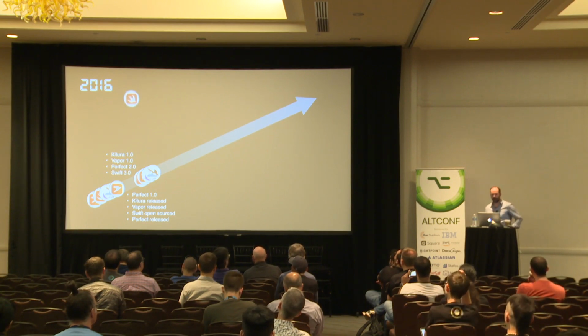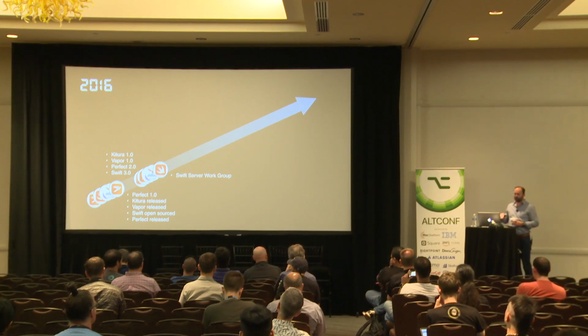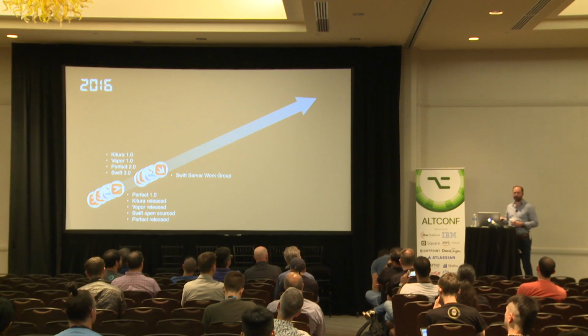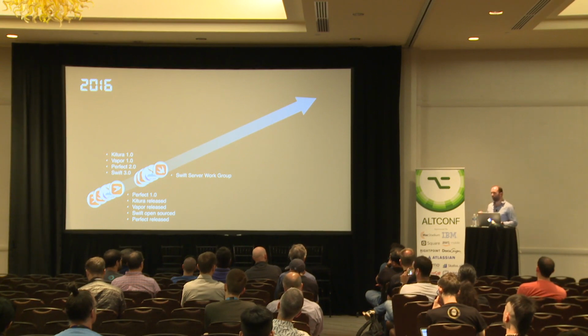So shortly after that, we set up the Server Swift Workgroup. And one of the reasons for doing that was, in order for each of those 3 frameworks to build and get to where they had, each one of them had to build their own networking stack. Right? We'd all gone out and actually built a server networking layer. We'd built our own crypto libraries. We built a whole load of infrastructure independently.